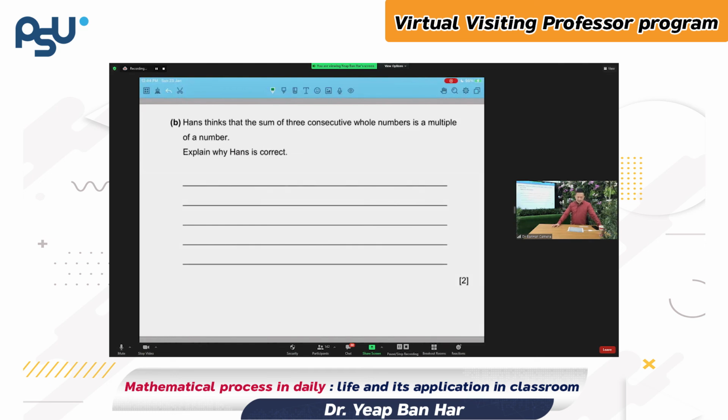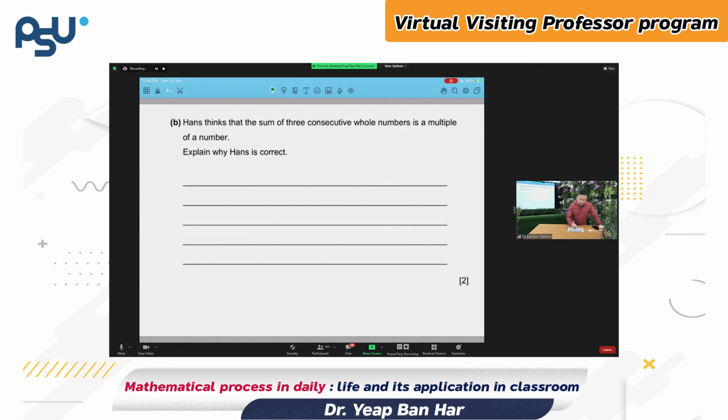So anyway, here, the students are asked to solve this problem in a test. It's a grade 4, Prathom C test. Hans thinks that the sum of 3 consecutive whole numbers is a multiple of a number. Explain why Hans is correct.